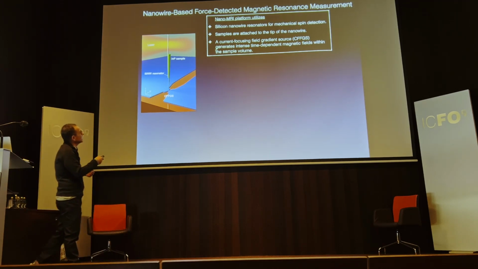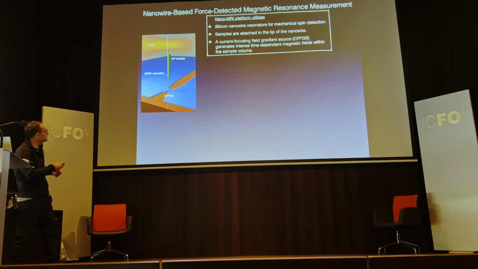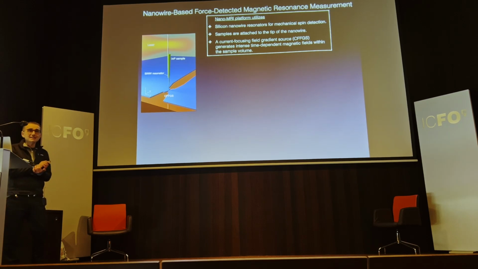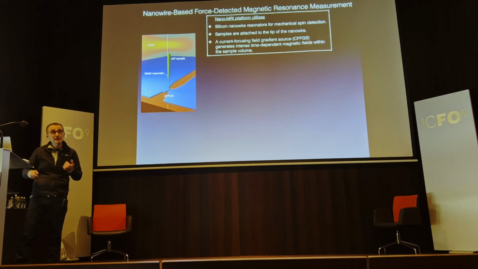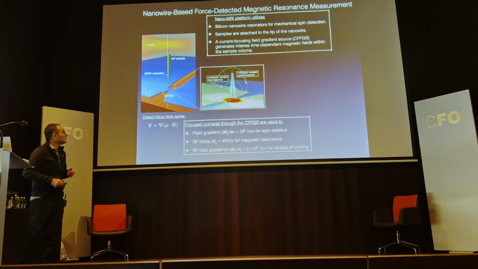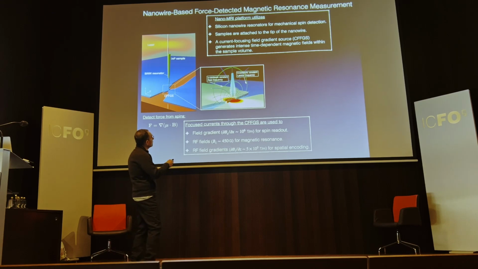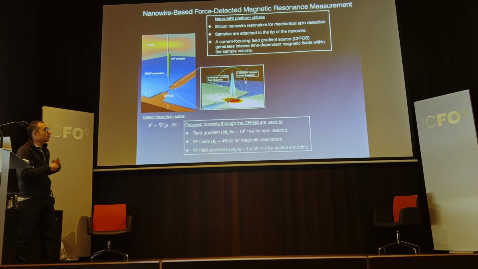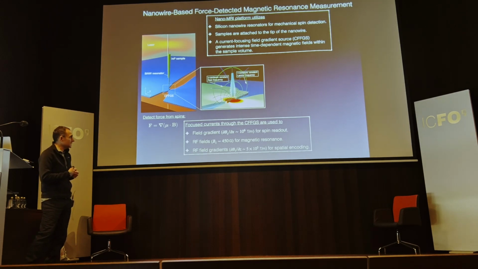It's an acronym that stands for Current Focusing Field Gradient Source. All it is is a tiny little constriction in an aluminum film that focuses currents to very high density and allows us to generate time-dependent magnetic fields and field gradients, which we use to detect both spins and also to do NMR control. We can also use those gradients for encoding. We've done some spatial imaging using those gradients, and we use that right now for characterizing our samples.